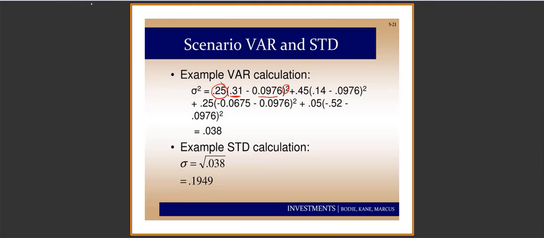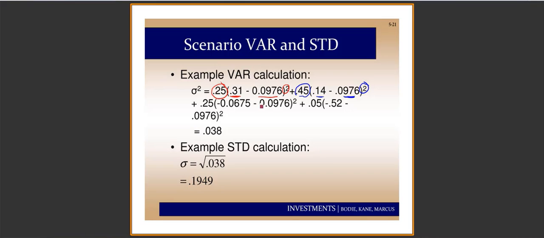Okay? We do the same thing for a good economy. Remember, there's a 45% chance of a good economy. In a good economy, we would expect to earn 14%. We take that 14, we subtract the mean, the average of all of them. Our formula says to square that deviation. So we take what's in the parentheses, the squared deviation, and multiply it times 0.45.